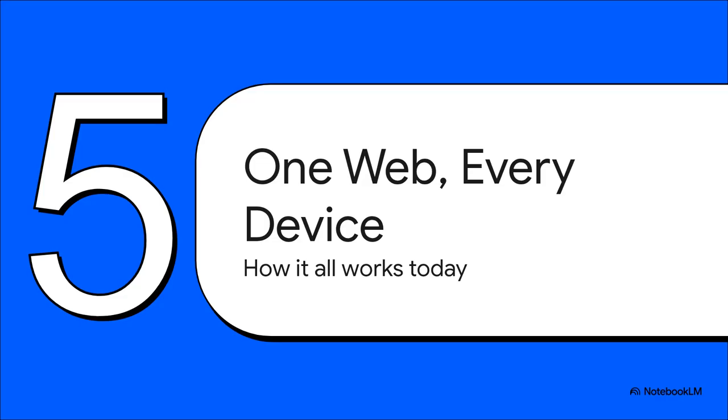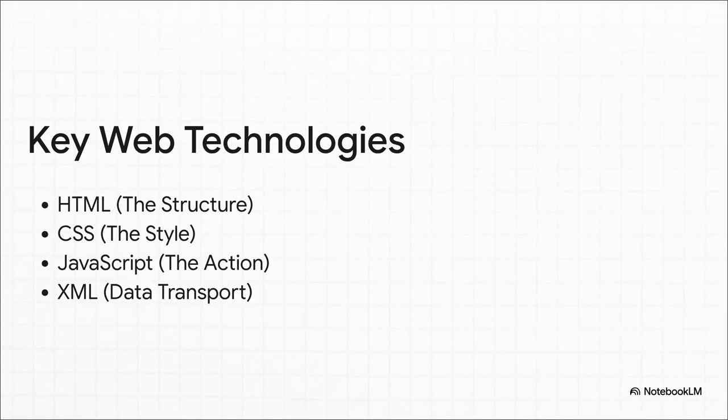Okay, so let's bring it all home. How does all this history, these standards, and this big philosophy result in that seamless web we use every single day? This is where we see that powerful idea of one web, every device really become a reality. You see, the modern web is really a team sport, and it's governed by a whole suite of these W3C technologies. You've got HTML, building the structure, the skeleton. Then you have CSS, adding all the visual style and the layout, the clothes. And then there's JavaScript, which brings it all to life with action and interactivity. And because they all follow that same rulebook, they work together in perfect harmony on any browser.